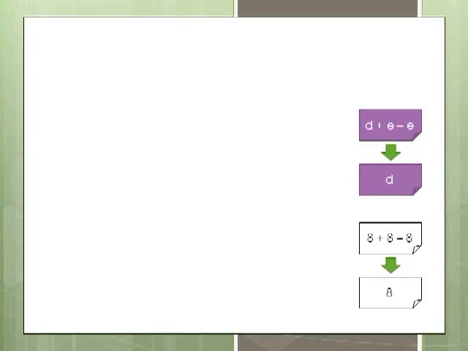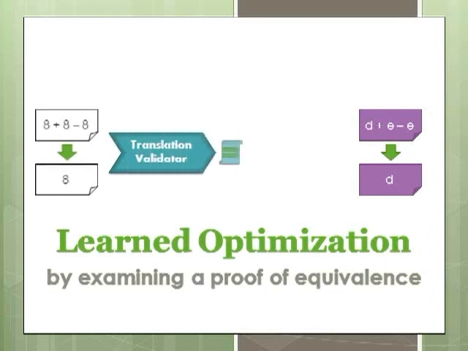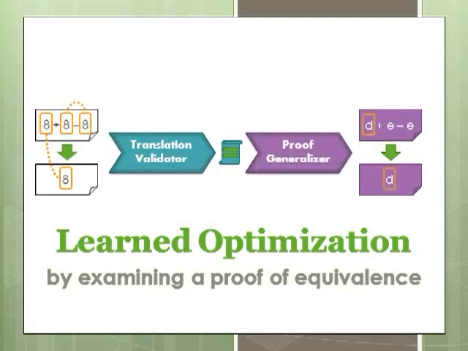In short, we've just learned an optimization by examining a proof that these two original programs provided by the programmer were equivalent. We did this by handing these two programs off to our translation validator, which gave us a proof that these programs are equivalent. This particular proof relied on the fact that these two 8s were the same, and also on the fact that these other two 8s were the same. So we handed this proof off to a proof generalizer that actually maintained these equalities in our generalized program.